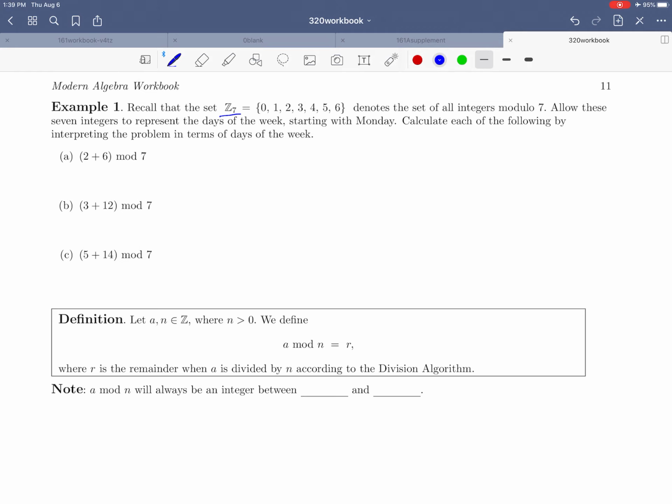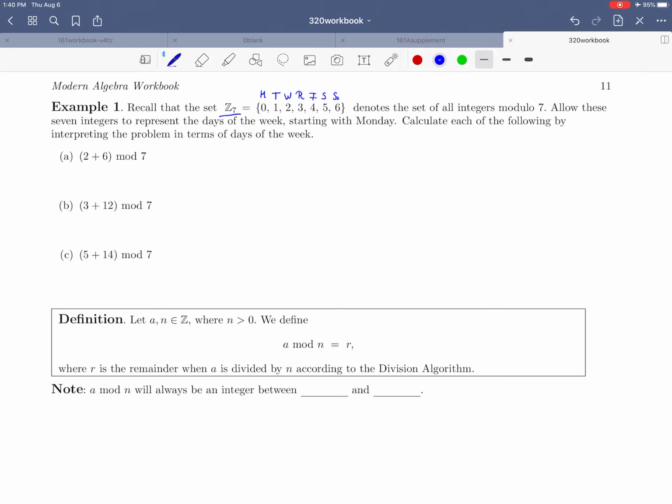Now we are going to interpret these numbers as days of the week. Imagine these numbers are standing for the days of the week, starting with Monday. So 0 represents Monday, 1 represents Tuesday, 2 represents Wednesday, 3 represents Thursday. I'm going to use R for that because we already used T. 4 represents Friday, 5 represents Saturday, and 6 represents Sunday. Okay, so there we are.